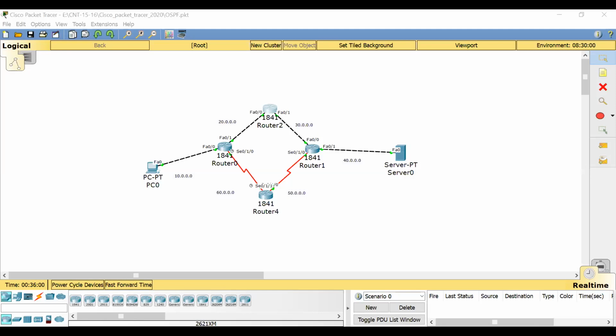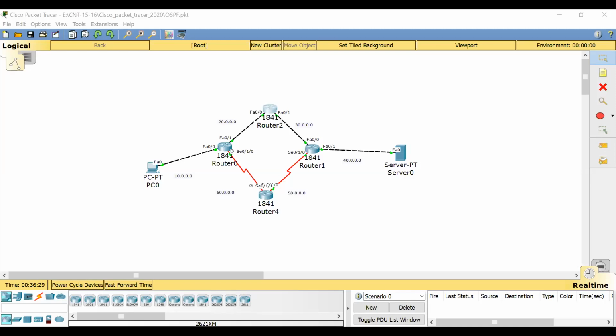Now I want to tell you about the cost calculation, because the metric of OSPF is cost, while the metric of RIP is hop count. For directly connected networks, no cost is required because the network is directly connected. But for 40, 50, 60, the cost varies. For 40, the cost is 2. For 50, the cost is 65, and for 60 the cost is 1563. How that cost comes about, we are going to see.